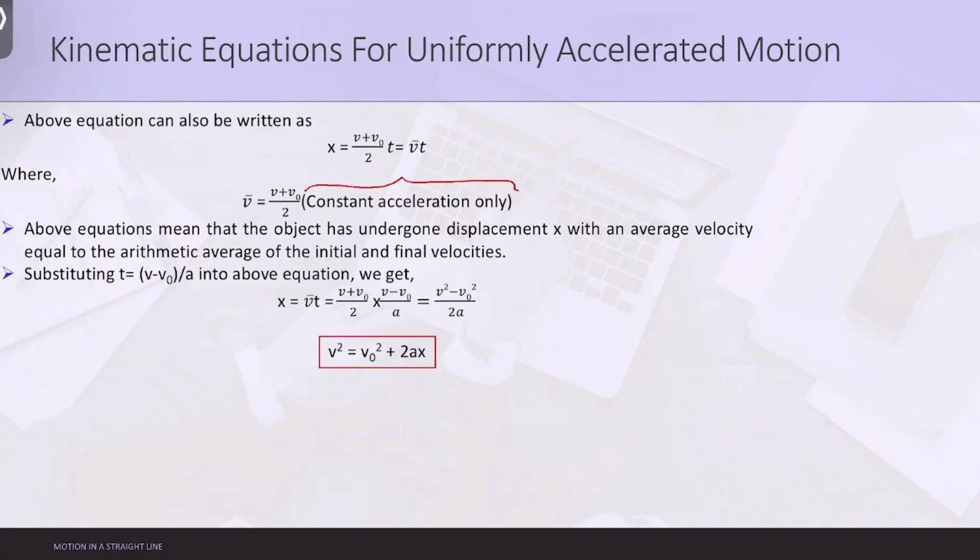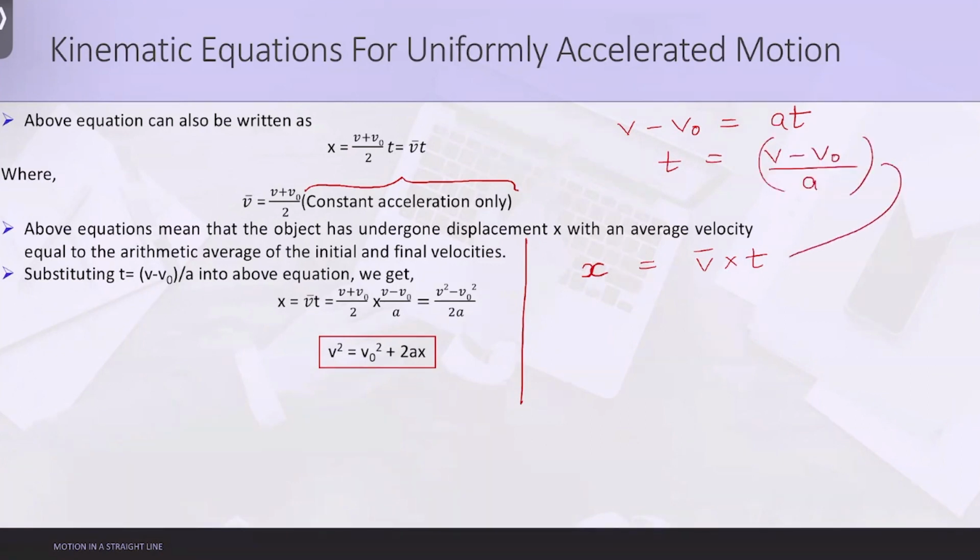Okay, so now let us do one thing. So we have x is nothing but equal to v bar into t. From the first kinematic equation, we know that v minus v naught is nothing but equal to at. So therefore t is nothing but equal to v minus v naught by a. Okay, just try to put this in this. So what will we get? We will get x is nothing but equal to v plus v naught by 2 multiplied by v minus v naught by a.